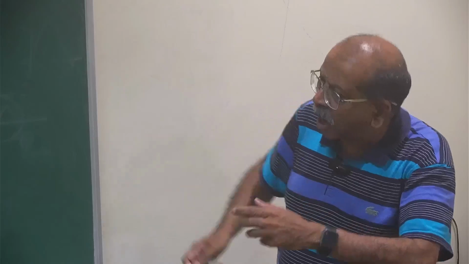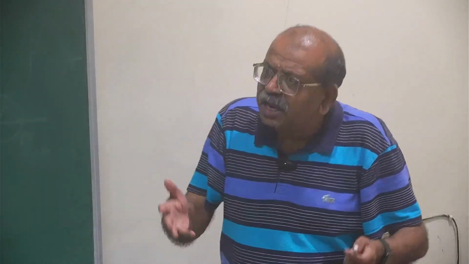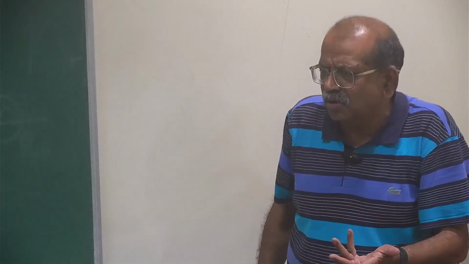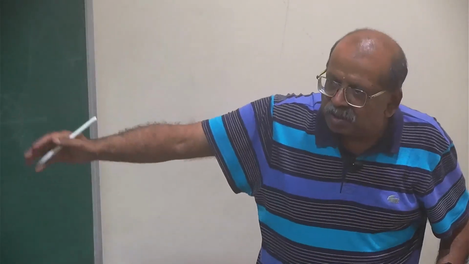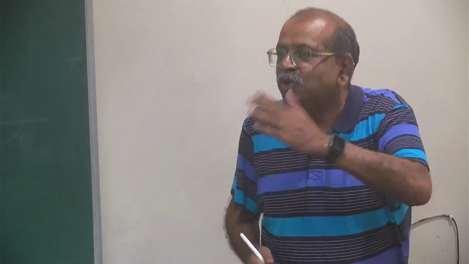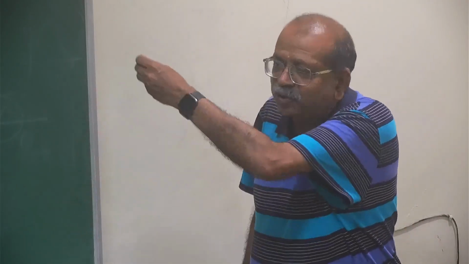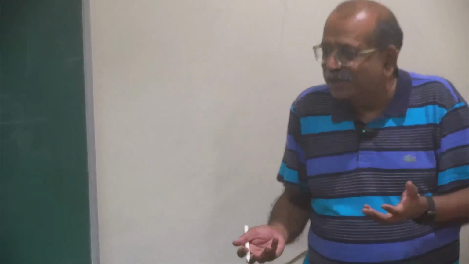How much will the fluctuation be? Whether it's 25% or 5%, it will depend on the type of flows, but typically this is what I'm talking of. This is just to introduce turbulence, that while we have a random flow, that random flow is within some range of the mean. Now whether it is 20 or 25 or 30, it could vary. And you see, I'm talking of all these numbers 20, 25, 30 as if they are equal. At least when we do order of magnitude analysis in turbulent flows, you'll find they will be equal.